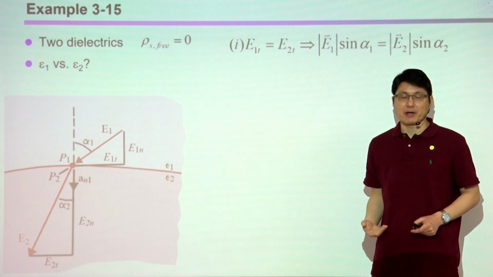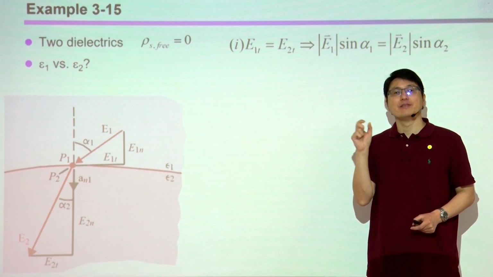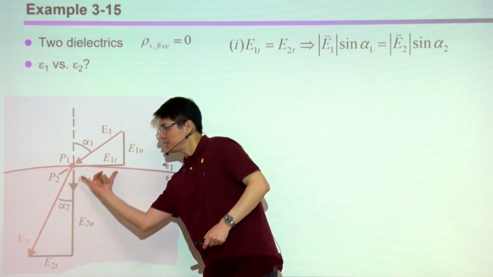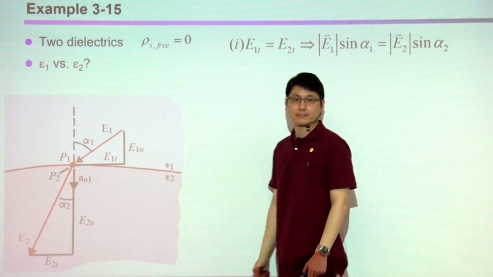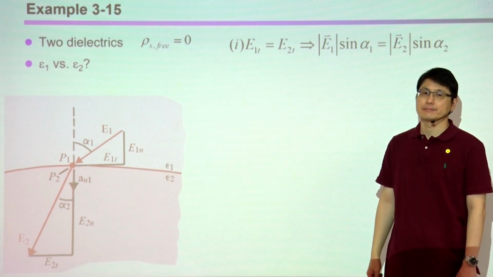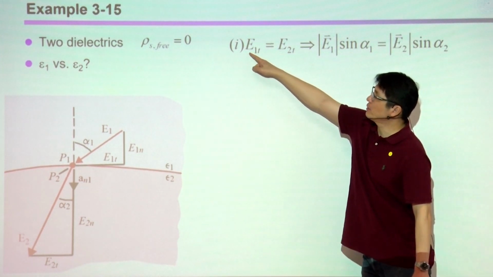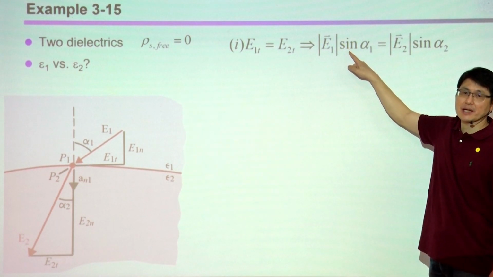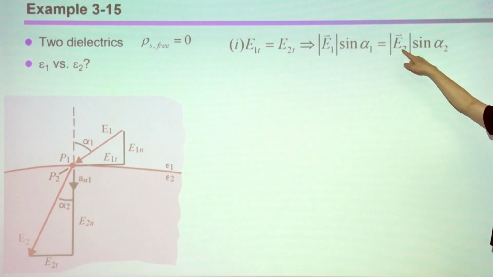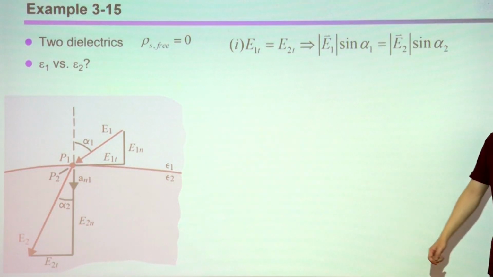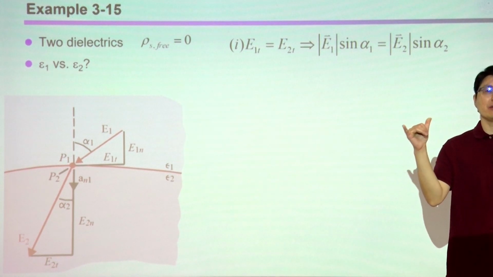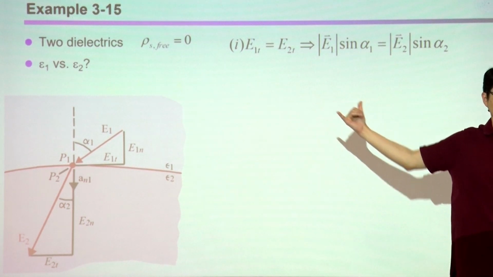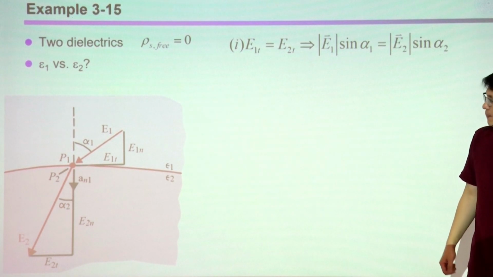Let's start with the easy part. The tangential component needs to be continuous. So this E1t has to be the same. The first equation: E1t is equal to E2t. That means E1 amplitude multiplied by sine alpha 1 needs to be E2 amplitude times sine alpha 2. This is just telling you the tangential part of the E field needs to be the same in the two materials.